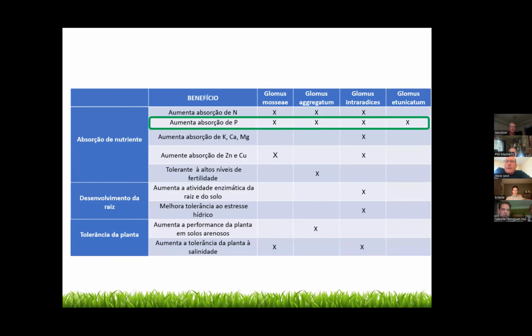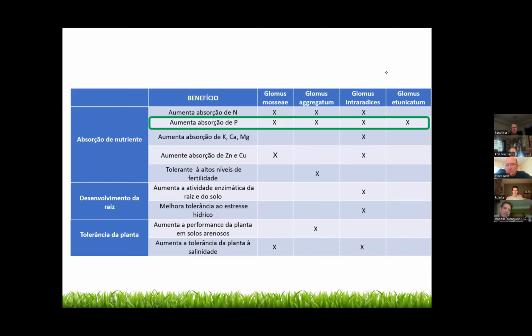Here are, sorry, I forgot to translate this slide. Those are the 4 strains of mycorrhiza we use in the product. As you can see, they have different activities. Improve absorption of nitrogen, improve the absorption of phosphorus. That's a general rule for all of them. Some of them go for more specifics, for example, potassium, magnesium, calcium. That's intraradices that will help. And so forth. Then different mechanisms, salinity, intraradices, and mosseae, then they have different benefits.